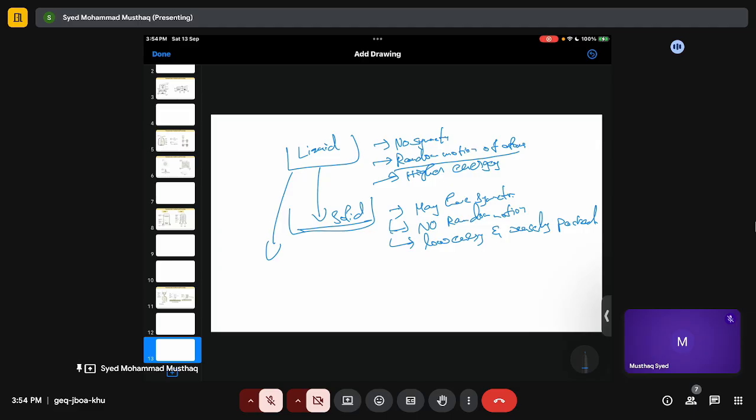Whenever water gets cooled, it will form ice crystals. It has symmetry. Same goes for iron, same goes for any metals. They tend to have good symmetry, which means densely packed, low energy. So that's about solids.